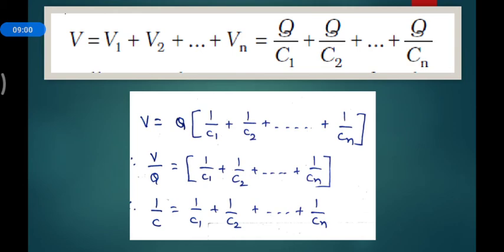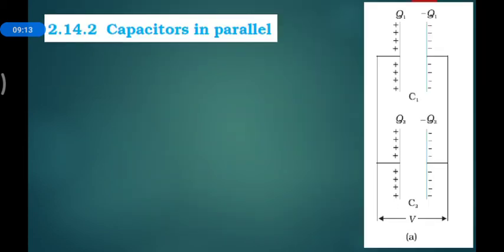So what I am trying to explain is that if it is a resistor, it will be in terms of parallel, but in the capacitor scenario we get it in series. So let's see at the end, and you will be clear about these things.